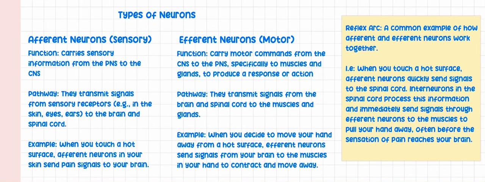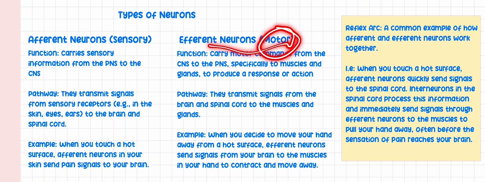There are two types of neurons, afferent neurons and efferent neurons. Afferent neurons revolve around sensory neurons. They carry sensory information from the peripheral nervous system into the central nervous system, so from the nerves all the way up to your spinal cord and brain. The pathway involves transmitting signals from your sensory receptors in the skin, eyes, ears, etc. to the brain and the spinal cord. For example, when you touch a hot surface, the afferent neurons in your skin send pain signals to your brain.